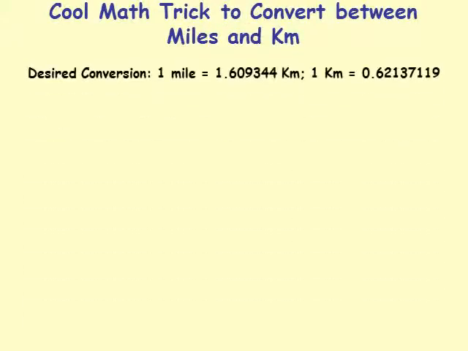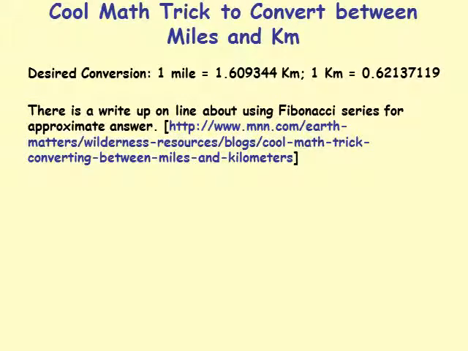Okay, let's continue. So the desired conversion is 1 mile is equal to 1.609344 kilometers, or 1 kilometer is equal to 0.62137119 miles. Let's continue here. There is a write-up online about using the Fibonacci series for approximate answers, and here's the link.